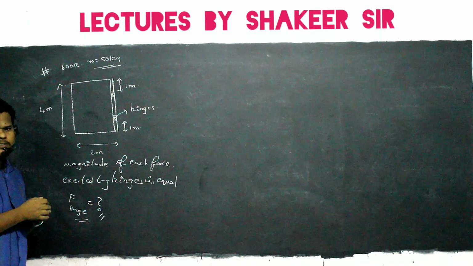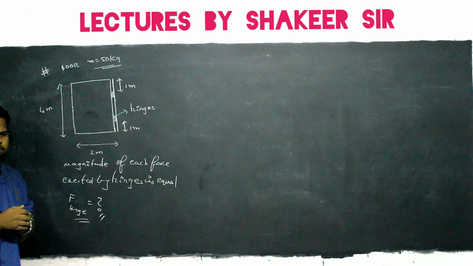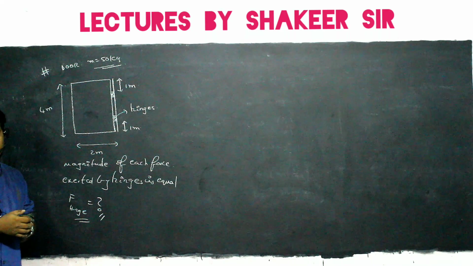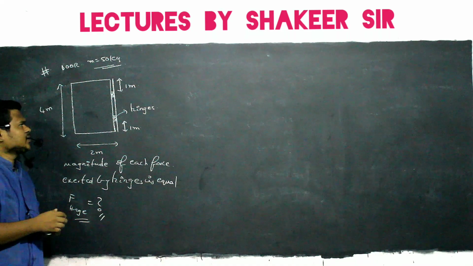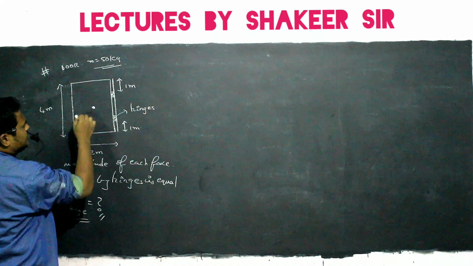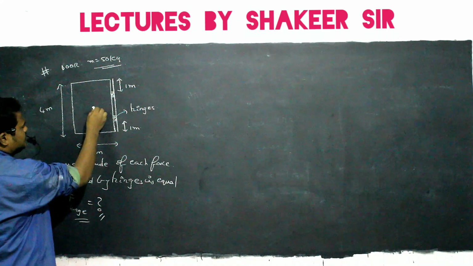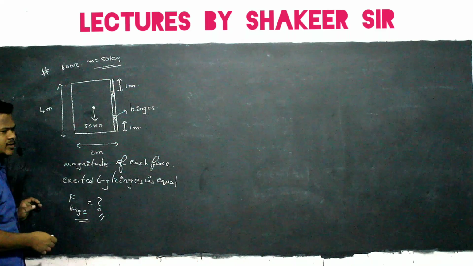It means again it is in two types of equilibrium. Translational equilibrium is also present. Rotational equilibrium is also present. So, based on that, you just do this problem. Clear? For this door, the weight will be acting exactly at its center of mass. This is the weight, which is 50 into 10 equals 500 Newton.